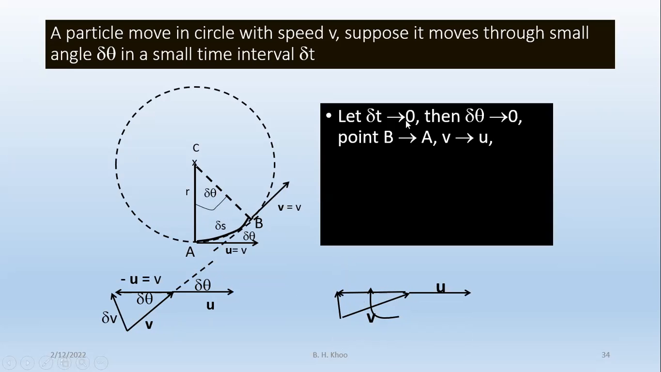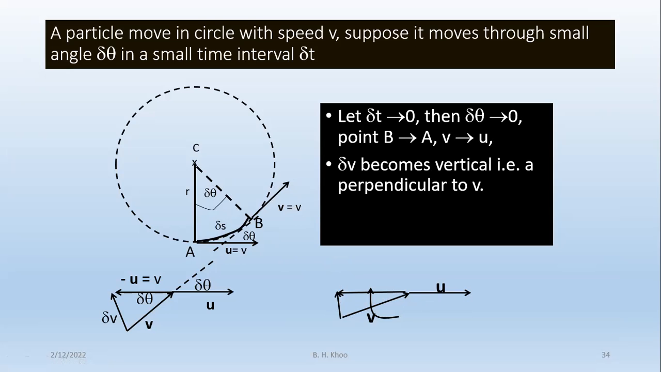Delta T approaches 0. Delta theta approaches 0. This angle becomes smaller and smaller until 0. This angle also becomes smaller and smaller. That means B approaches A, and then this V approaches the initial velocity. Same as here. That angle becomes smaller and smaller, and then this one becomes vertical.